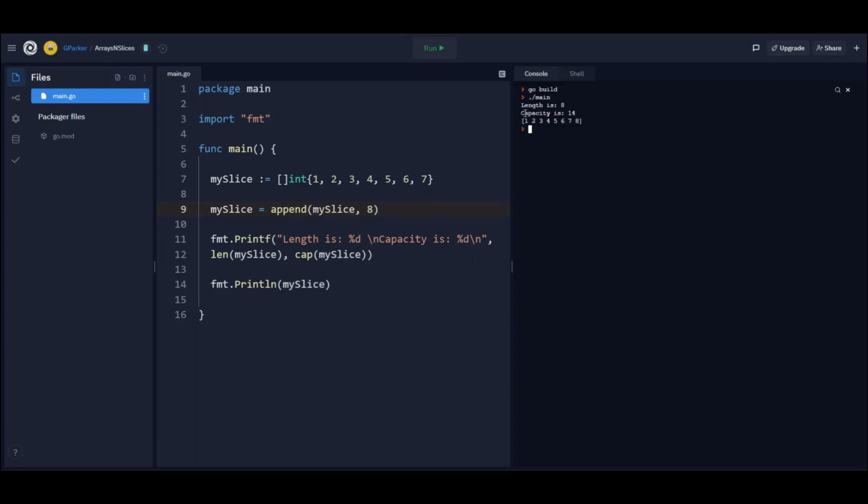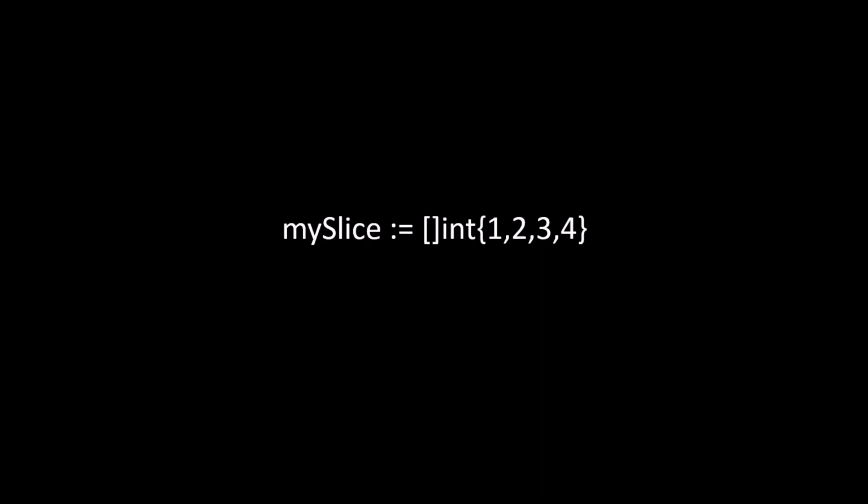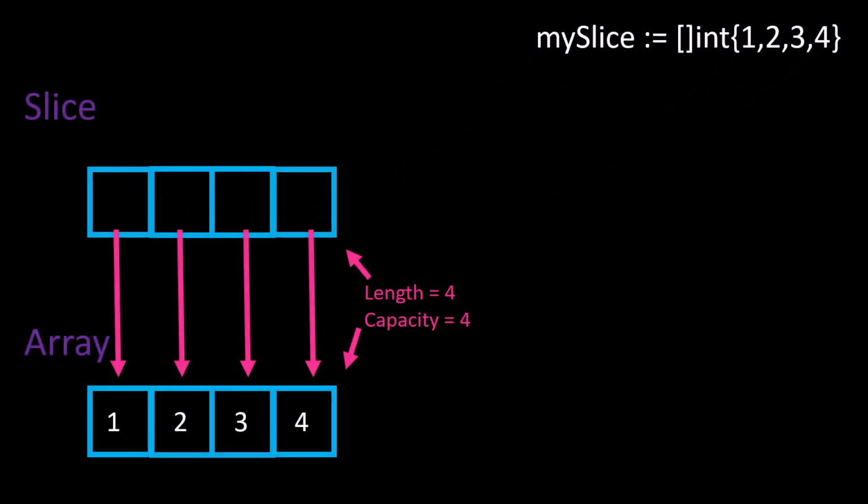Now one thing you also may have noticed here is that the capacity is now set to 14. This goes back to what I said earlier about the importance of understanding what's happening in the underlying array. Let's step away from the code here because I really want to show you guys what's happening. So hopefully by this point you guys understand that if you were to create a slice like this and initialize it with 4 values, what you're essentially doing is creating a slice with a length of 4 and an underlying array also with a capacity of 4. The capacity is just the default value because we didn't declare it with the make function.